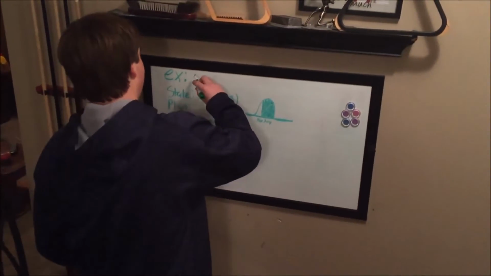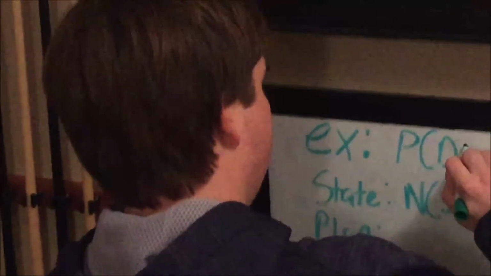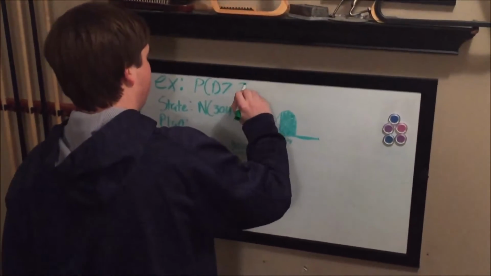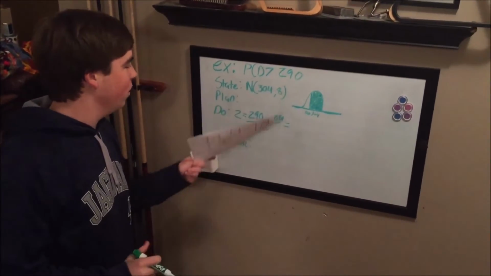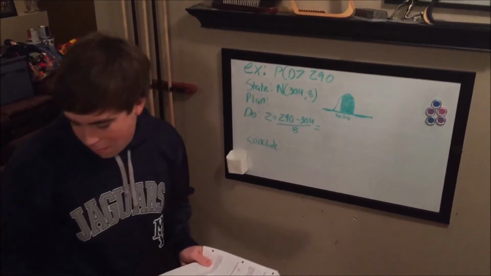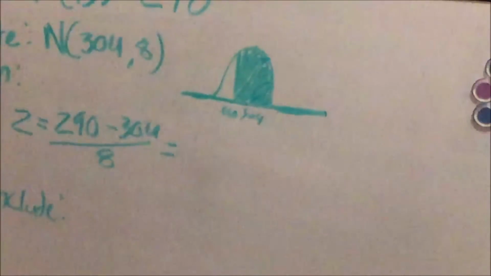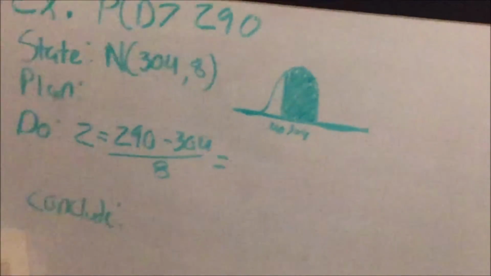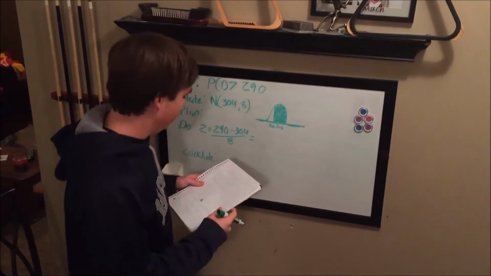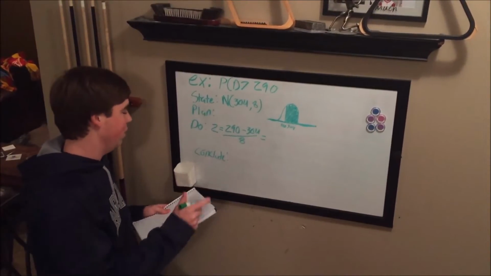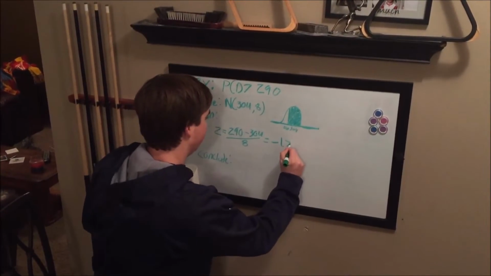So we want to state: our mean is 304, standard deviation is 8. Then we draw our standard normal curve with greater than 290 yards. And then we will do the z-score, which is z equals x minus the mean over the standard deviation, and that equals negative 1.75.